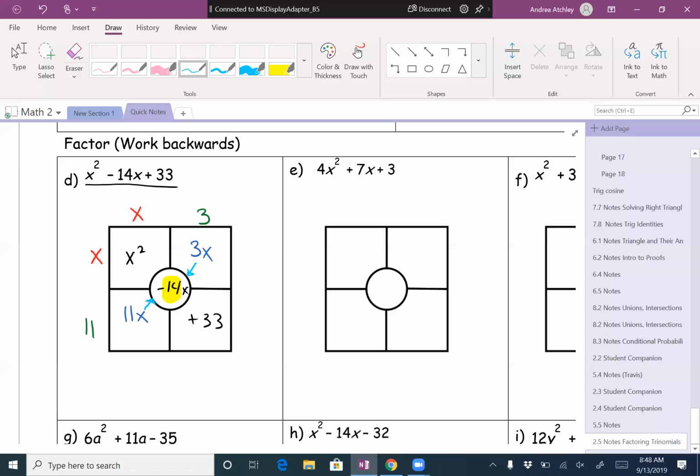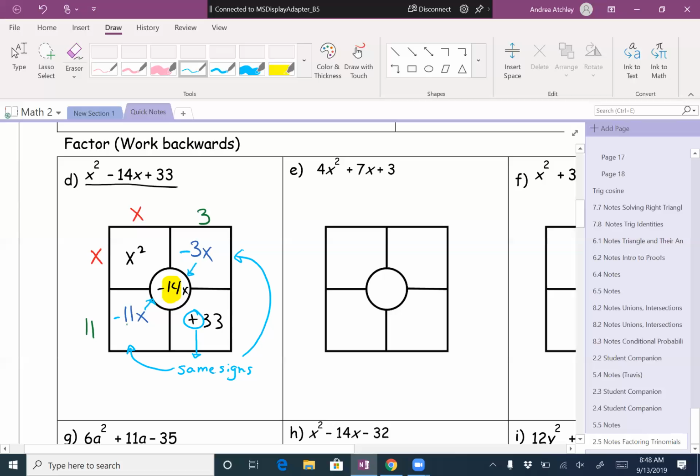Yeah? Yes, they both need to be negative. How to determine this is if you look at the sign of that last term. If it's a positive, it means it's the same signs for here and here. Because I need to add them, and a negative times a negative will give me the positive 33 here.